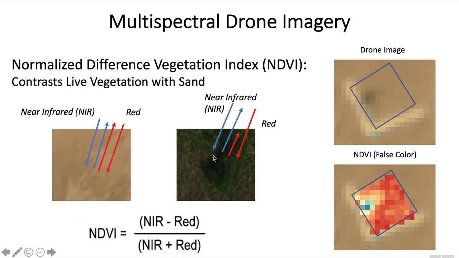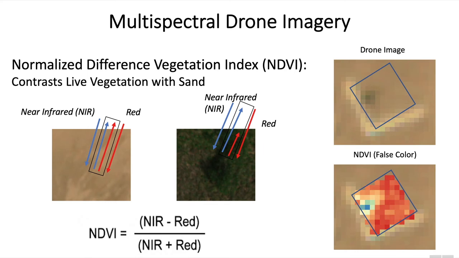We can take advantage of the fact that healthy vegetation going through photosynthesis tends to absorb the red wavelength, while sand and dead vegetation tend to reflect it. There is a large difference in reflectance values of the NIR and red wavelengths for live vegetation, and a low difference for sand and dead vegetation. Normalizing this difference by dividing by the sum of the two wavelengths is called the Normalized Difference Vegetation Index, or NDVI. NDVI is important because it allows us to contrast live vegetation with sand with a single numerical value.